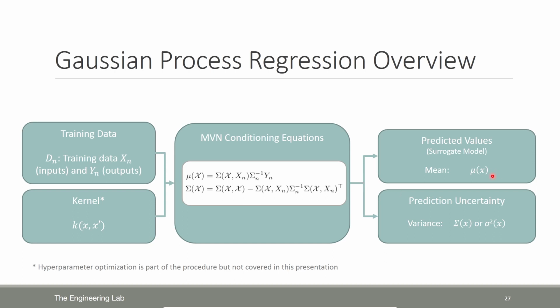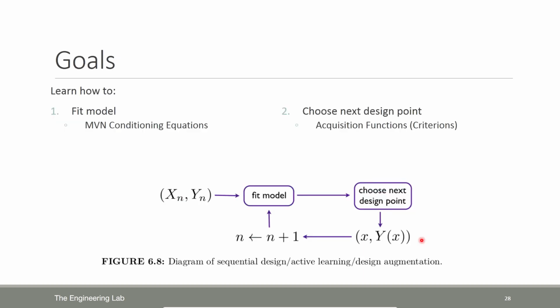Your surrogate model being the mean function. Always remember that whenever you use Gaussian process regression, you get both the mean function and your variance function. The variance function is used to gauge whether or not a prediction is reliable or not. Now, we just went over the first goal, which was fitting the model, constructing via Gaussian process regression your surrogate model.